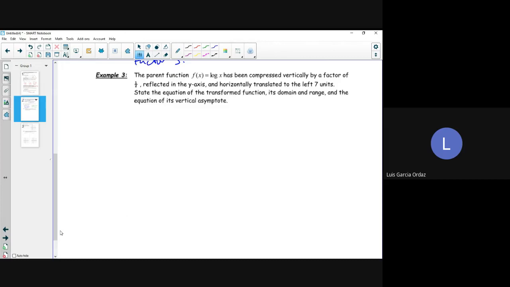And then we have example 3. So the parent function f(x) = log x has been compressed vertically by a factor of 1/2, reflected in the y-axis and horizontally translated 7 units left. We want to state the equation of the transformed function, the domain and the range, and the equation of its vertical asymptote. So what would this equation look like given the transformations that are given to us?